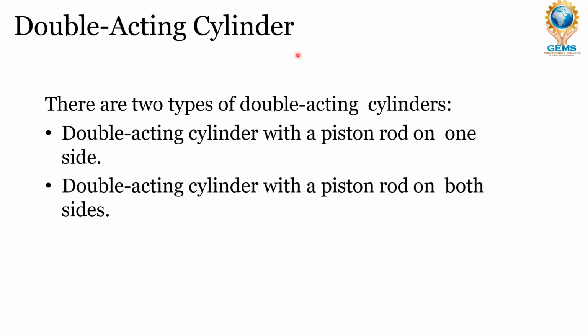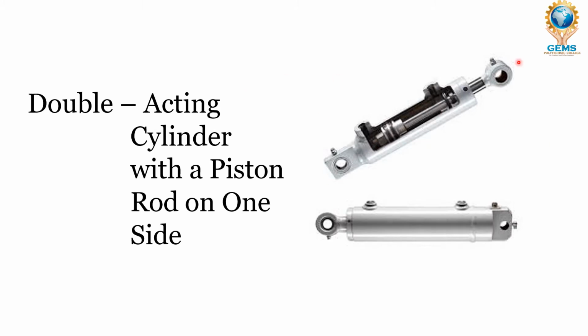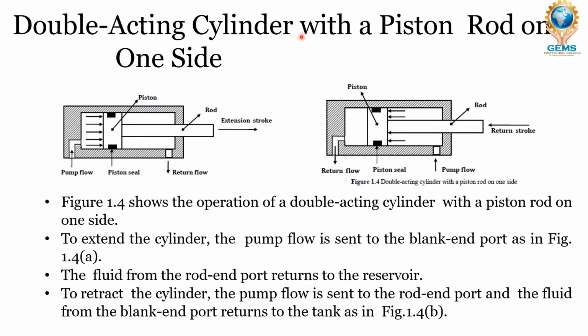So let's see about the double acting cylinder. There are two types of double acting cylinders. Double acting cylinder with a piston rod on one side and double acting cylinder with a piston rod on both sides. This is how the double acting cylinder looks. This is a double acting cylinder with a piston rod on one side.